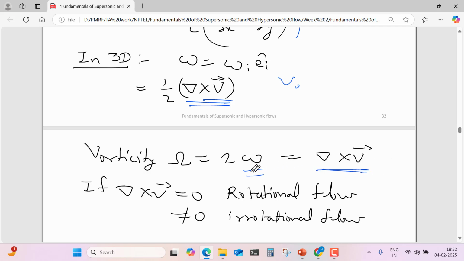So if there is no angular velocity in the flow, then it is called irrotational flow. It means curl of velocity is 0, it means flow is irrotational flow. And if curl of velocity is not 0, it is called rotational flow.